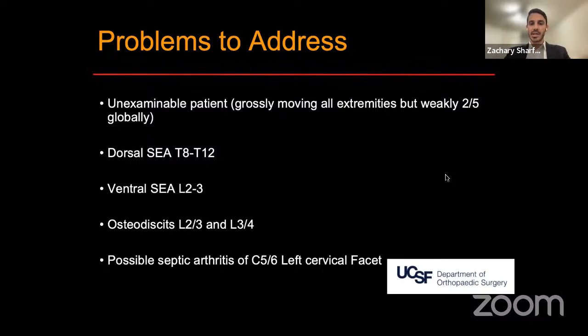The patient was unexaminable. He had a dorsal abscess at the T8 to T12 level that needed to be addressed. He had a ventral abscess at L2-3. He had osteodiscitis at L2-3 and 3-4. And he also had a possible septic arthritic facet in the cervical spine at the C5-6 level. So those were the problems that we had to address in this patient. And because of that, we elected to take him to surgery.